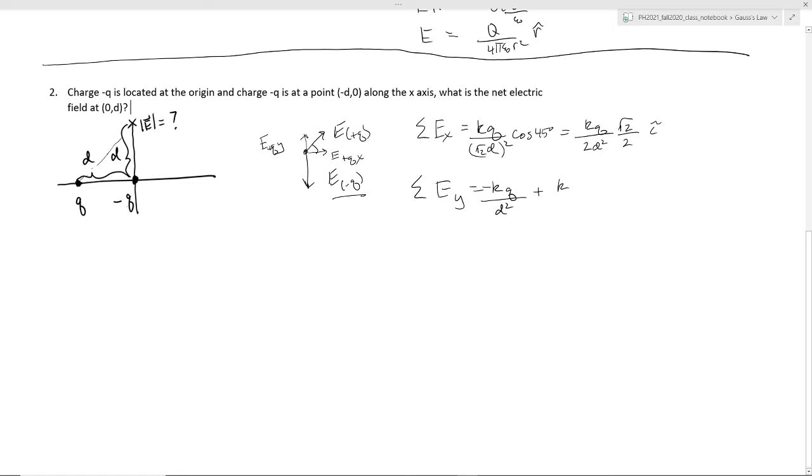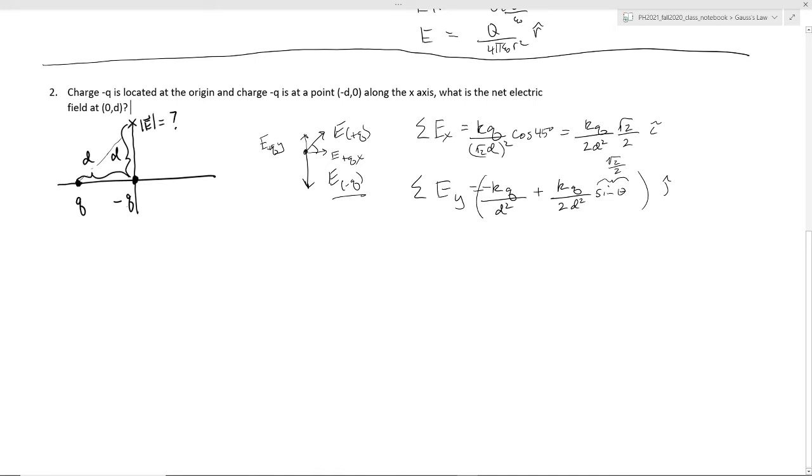So what would that look like? That would be KQ. Again, we'd have this factor of 2 in the denominator because it's farther away, and times sine theta. This will be the same. So I'll leave it as sine theta, but recognize that this would be the same thing, root 2 over 2. And this whole thing is in the y direction, so j hat.